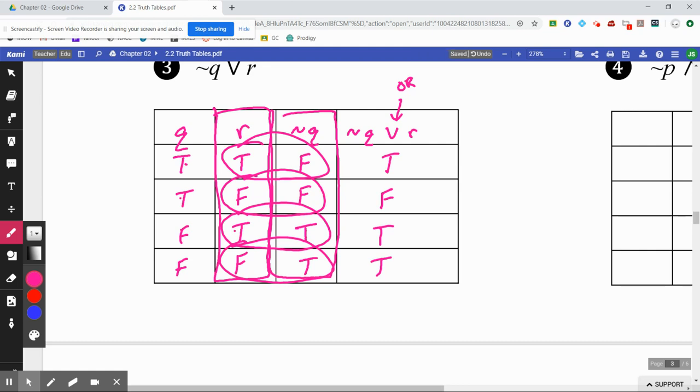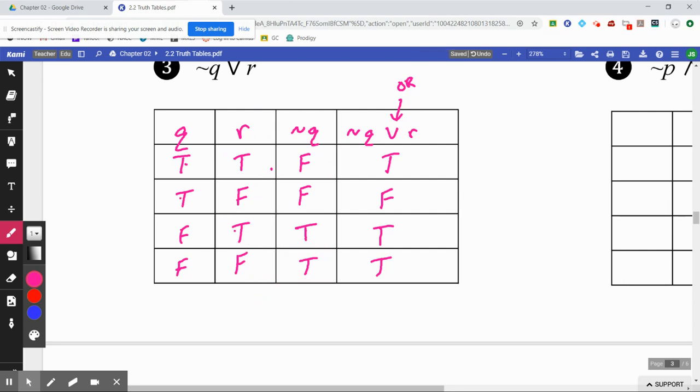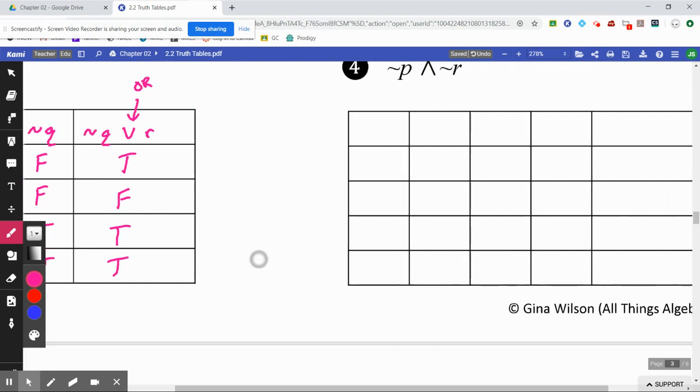There's your truth table. So you can go back to your original statement now. When is the only time that this does not return a true result? The only time is right here. When your original Q is a true statement and your original R is a false statement, that is the only time that this does not return a true result.